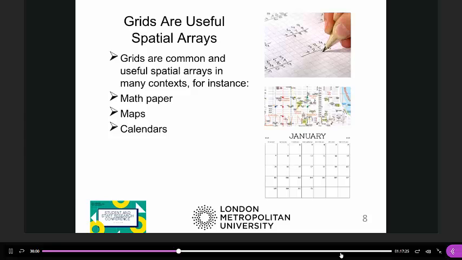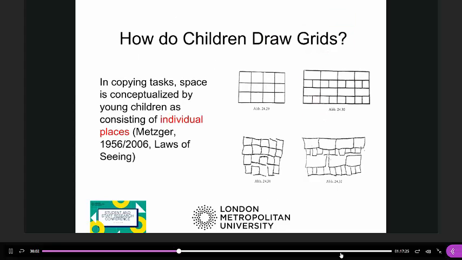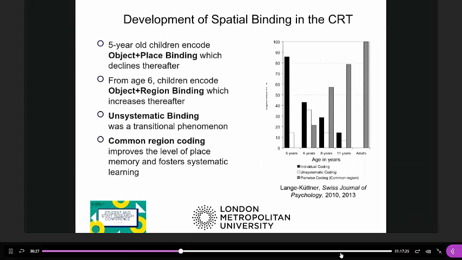Grids are common in math paper, in maps, in calendars. And now the question for a developmental psychologist is, how do children draw these grids? Children draw these grids not as a grid, but as individual places. So you have one place and another place, and this all adds up to some sort of aggregate space rather than a spatial axis space. This is now the development of what we call spatial binding in the common region test.